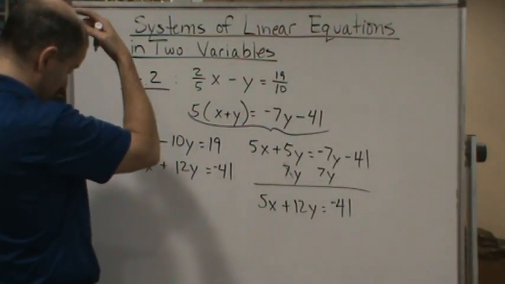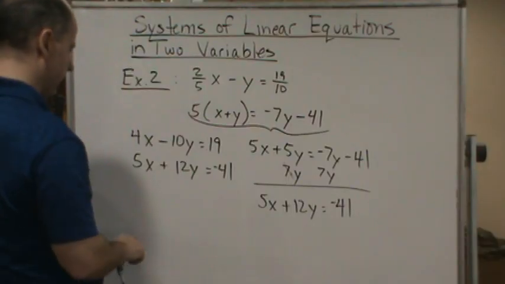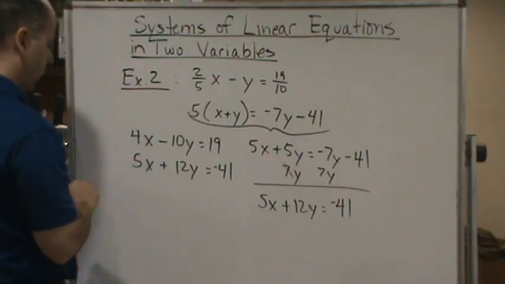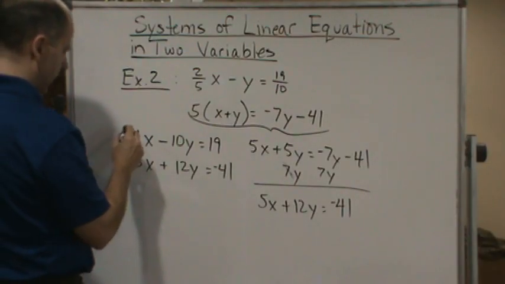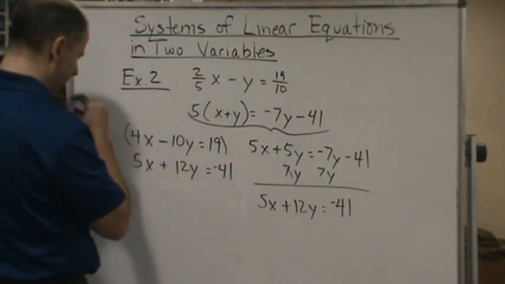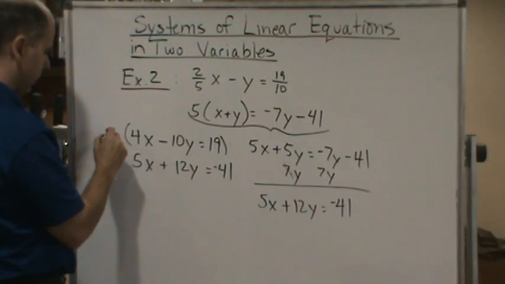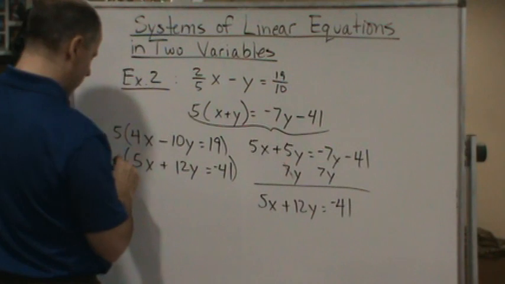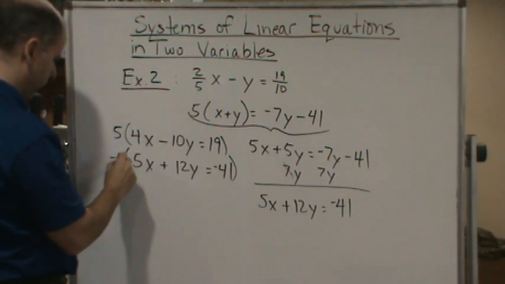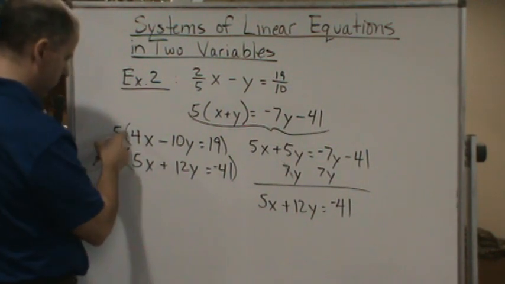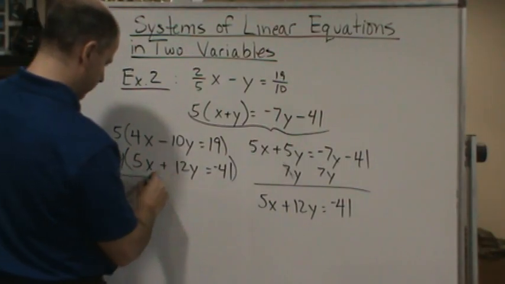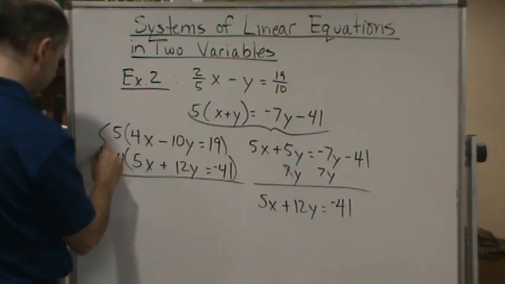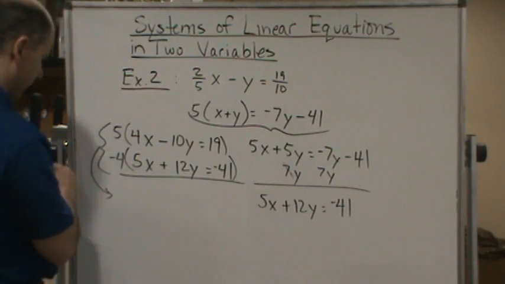Let's see, we really can't simplify anything as far as factoring or greatest common factor. So what I'm going to do is multiply the top equation by 5, and I'm going to multiply the bottom equation by negative 4. That way I get 20 and negative 20. Okay, so now I'm going to write my new system.